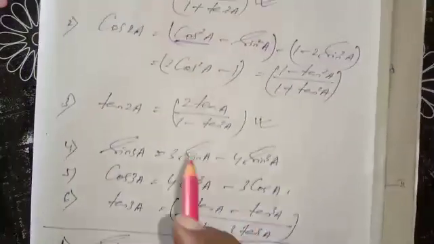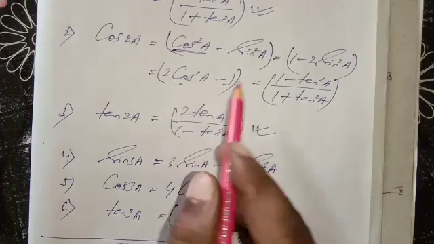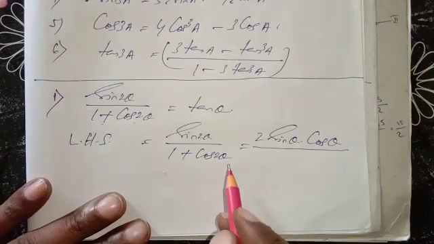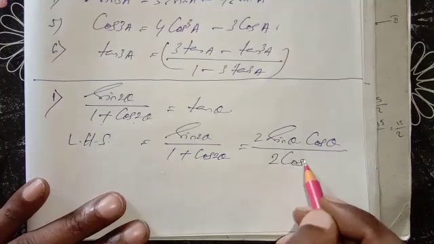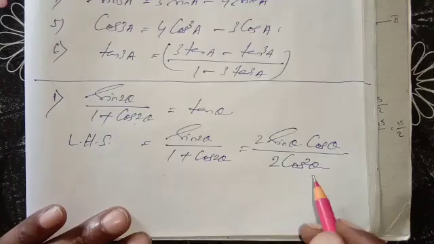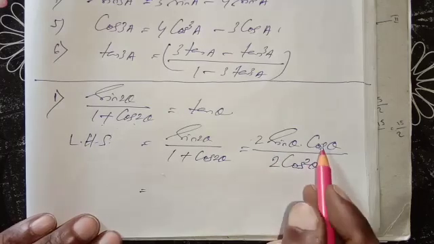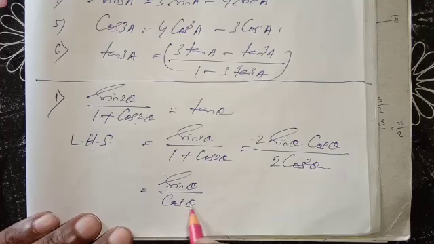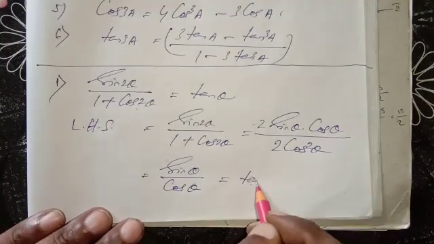See here, I am showing. What is the cos 2 theta formula? 2 cos square theta minus 1, in terms of cos. If I write cos 2 theta as 2 cos square theta minus 1, plus 1 cancels, that means finally we will get 2 cos square theta. That means for 1 plus cos 2 theta you have to memorize 2 cos square theta. Now 2 will be cancelled, one cos cancelled. What is left here? Sin theta by cos theta. Sin theta by cos theta is nothing but tan theta, which is equal to the right hand side.